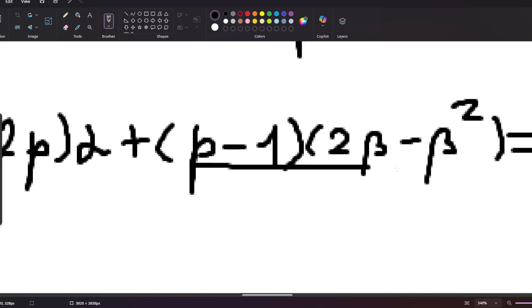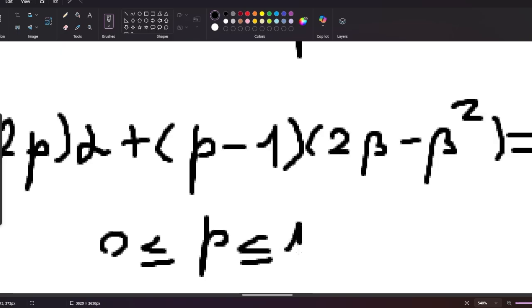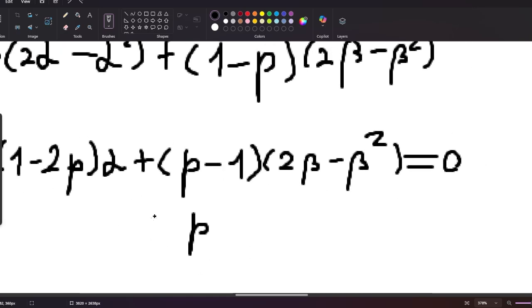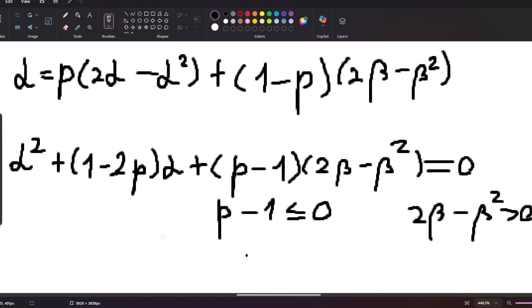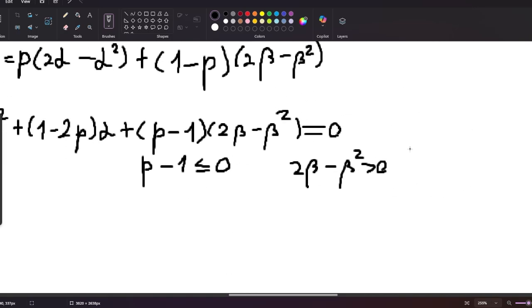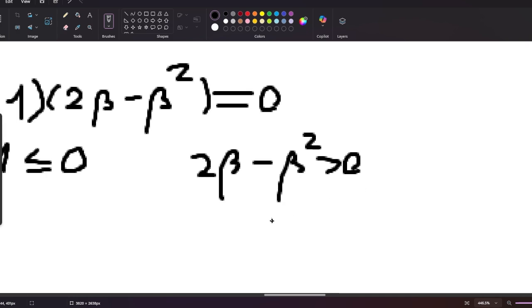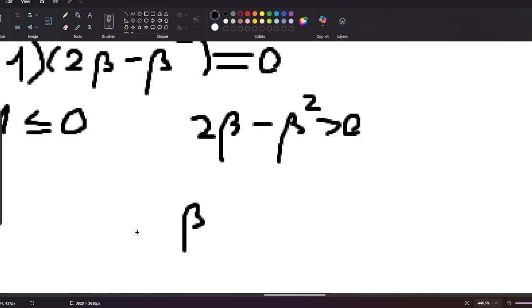Now, if we were to look into this, we know that p lies between 0 and 1, so p minus 1 is guaranteed to be either equal to 0 or less than 0. It's going to be less than or equal to 0. And 2 beta minus beta squared is going to be greater than 0 on the interval from 0 to 1. How do we know that? Well, again, beta is bounded this way.